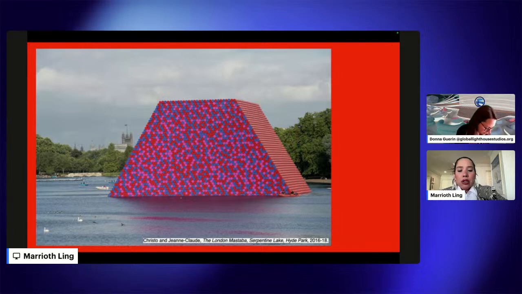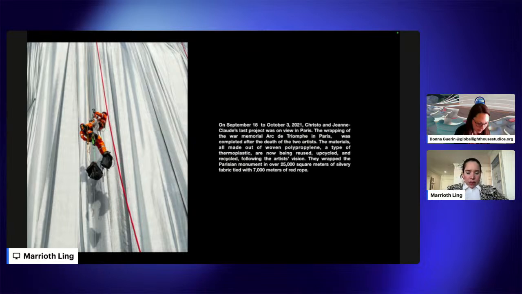This, for example, was the London Mastaba in Hyde Park in London. That was in 2016, and it was made of oil barrels. Wow. This one is the last one. It was in 2021, and it was their last project, which was not executed by themselves. This project was in the making, and they died. So the foundation of Christo and Jeanne-Claude completed the project exactly how it was meant to be.